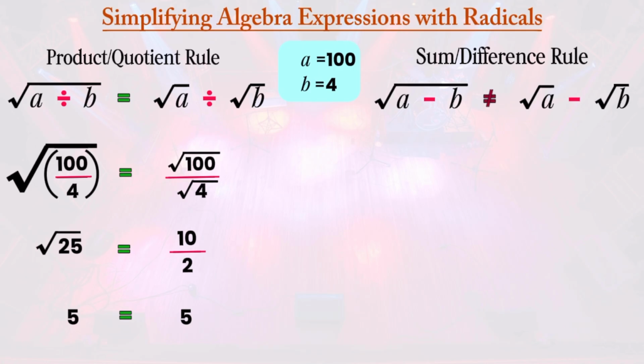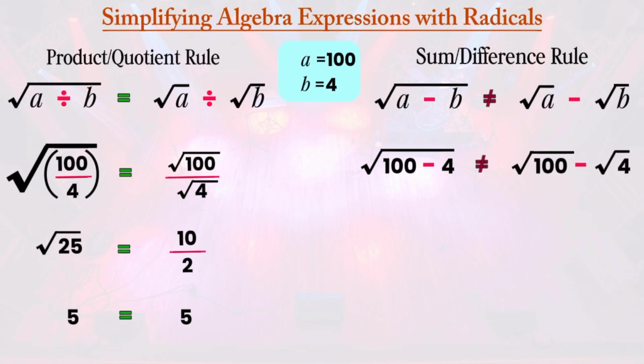Now, let's say we have the square root of 100 minus 4. If we try to write it out as the square root of 100 minus the square root of 4, that would lead to an answer of 10 minus 2, which is 8. However, the true calculation of the square root of 100 minus 4 is the square root of 96. Therefore, as you can see, the square root of 96 is not equal to 8. Once you understand these basic rules, simplifying with radicals will be light work.